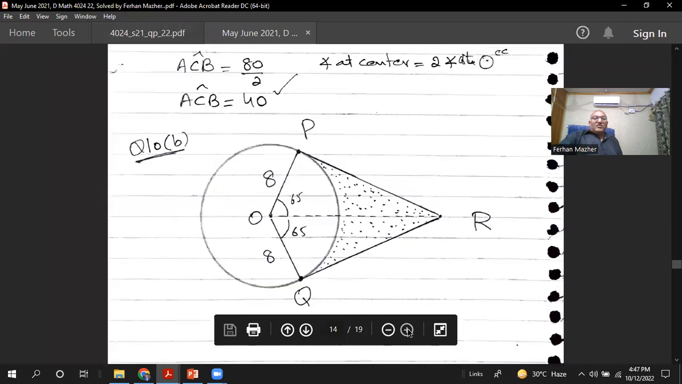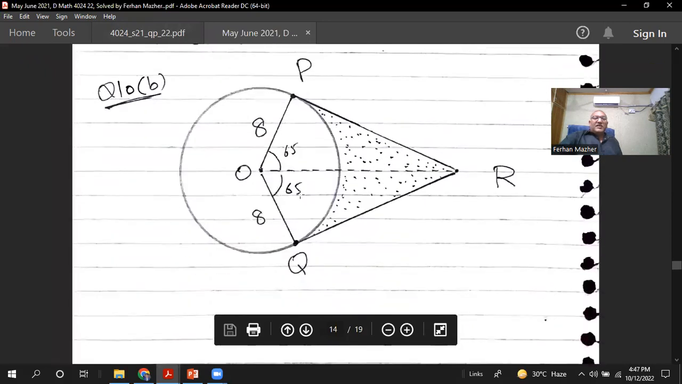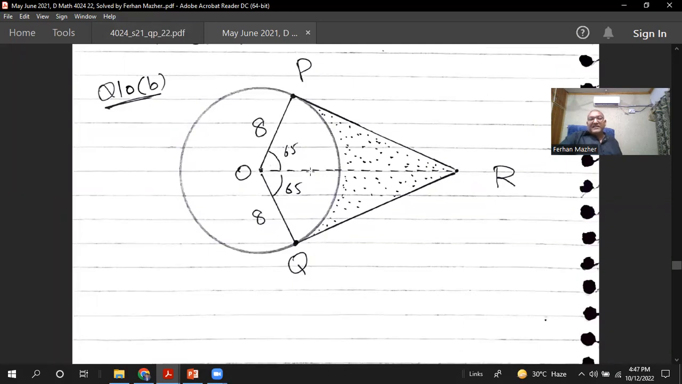So we are talking about this diagram. You know that this line which joins this external point with the center bisects this angle. This angle is 130, so now this angle will be 65. This angle is 90. So I know this angle, and this radius is 8. I want to find out this.